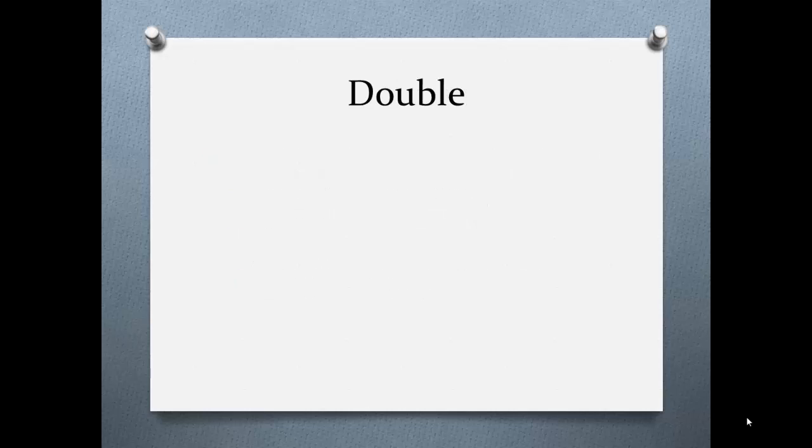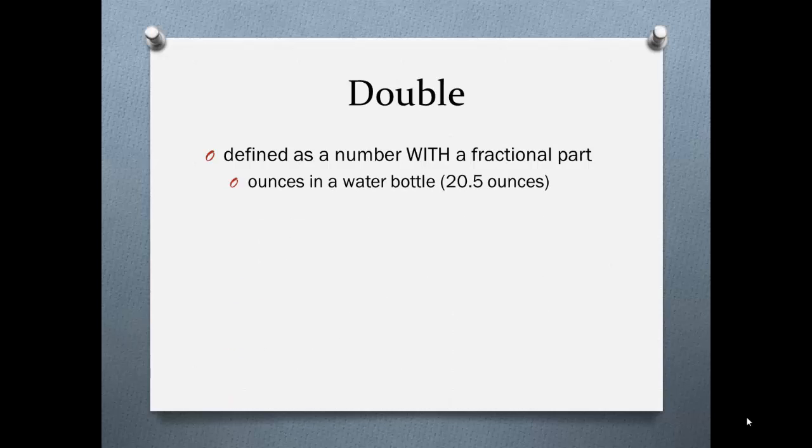So we have the integer portion. Now double is going to be the number that actually has the decimal point. It's defined as a number with a fractional part. So an example might be the ounces in a water bottle. Maybe there's 20.5 ounces. How about the number pi? The number pi is represented by 3.14159, etc. We know it goes on forever, but you have to include the decimal point. Otherwise, when you calculate the area of a circle or the area of a circular object, you would not get the correct answer if you used an integer value instead of a double.